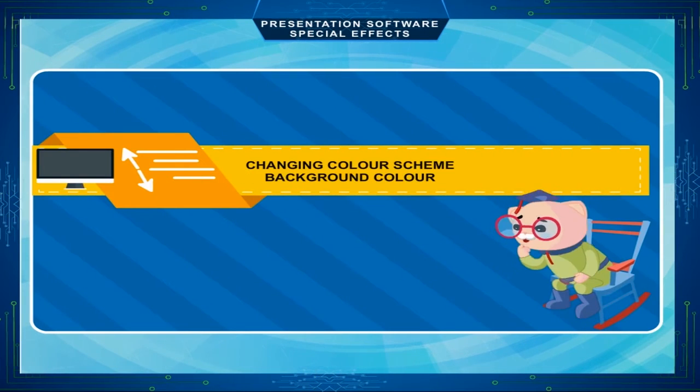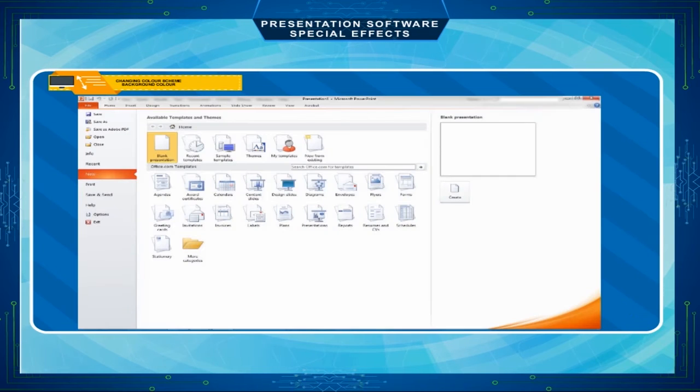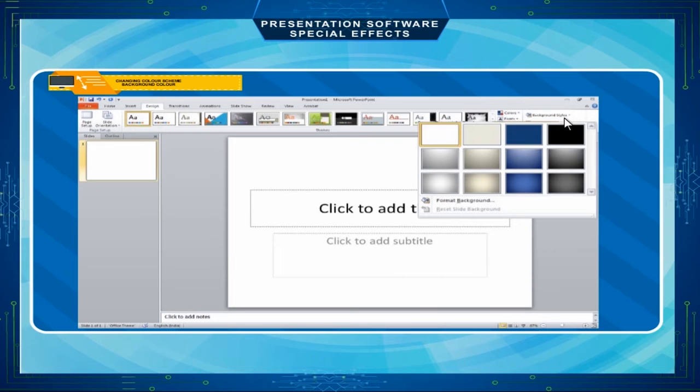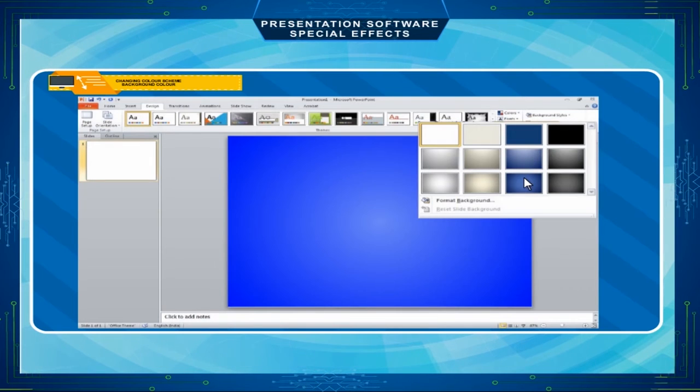Changing color scheme, background color. Theme colors contain 4 text and background colors. On the Design tab in the Themes group, choose a background which you want to apply in your slide and click on it. Now click Colors to choose different colors if you want to change the selected background color.